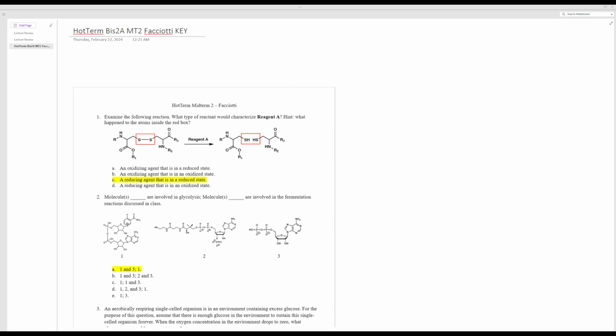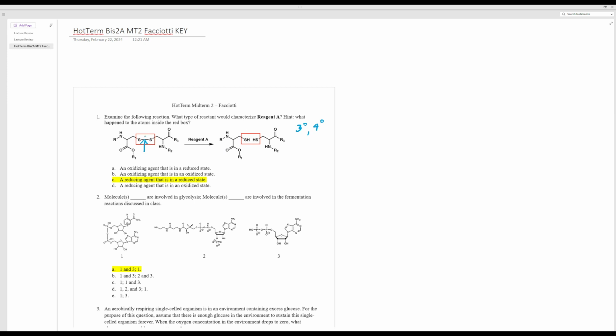Okay, so we start off with this first question. It says, examine the following reaction. What type of reactant would characterize reagent A? And the key here is looking at what's inside this box. Here we see a disulfide linkage, which you should be thinking tertiary or quaternary protein structure.